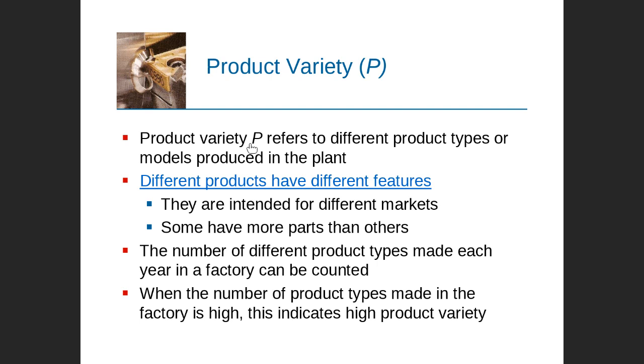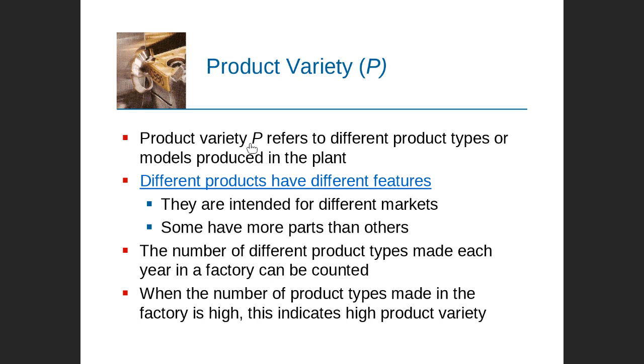Product variety refers to different product types, not product quantity but product types, or models produced in a plant. What does that mean? For example, someone would like to come to the company to manufacture chairs. Someone else comes and would like to manufacture tables. Totally different. Very big variety.